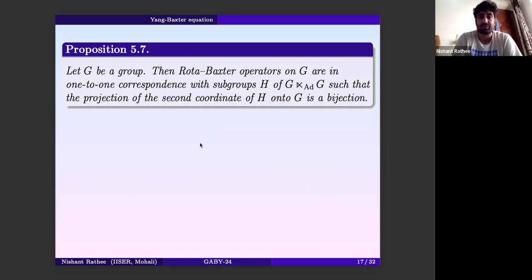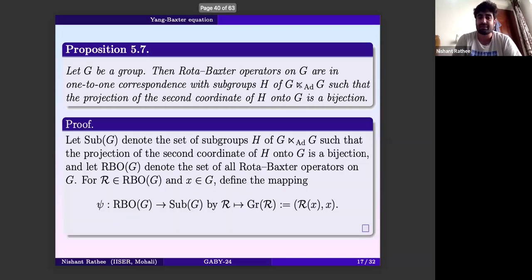Suppose we have a group G. Then Rota-Baxter operators on G are in one-to-one correspondence with the subgroups H of this semi-direct product, such that the projection of the second coordinate of H onto G is a bijection. So the Rota-Baxter operators on G correspond to some special type of subgroups of this semi-direct product group. The proof is really simple.